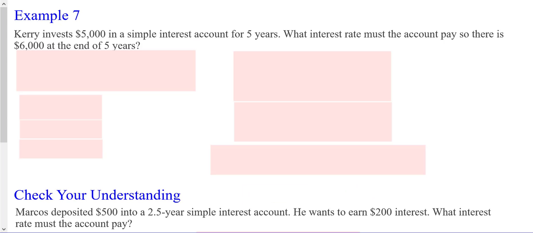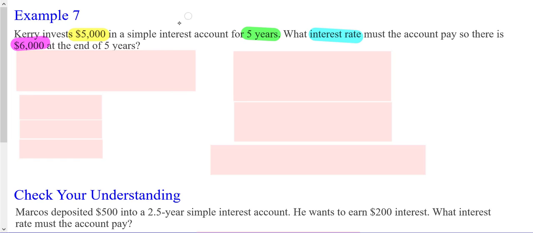And our last example sets. Carrie invests $5,000. Okay, so this is our principal. $5,000 into an account for 5 years. What is the interest rate that the account must pay? So there is 6,000 at the end of 5 years.